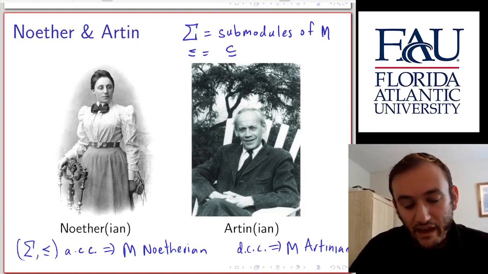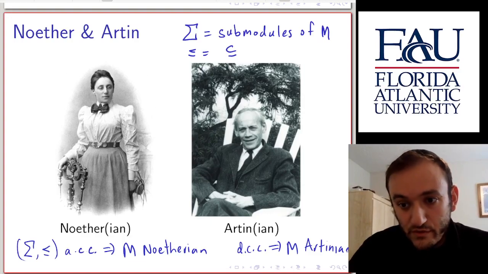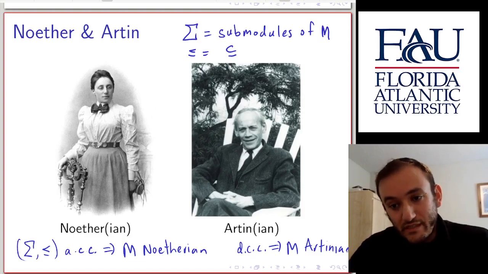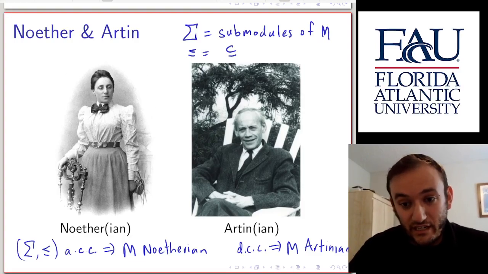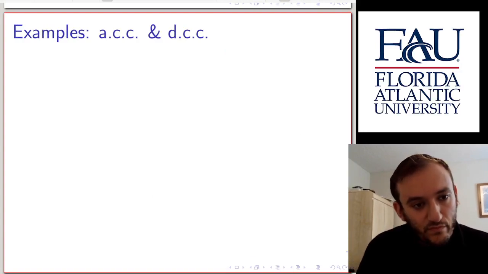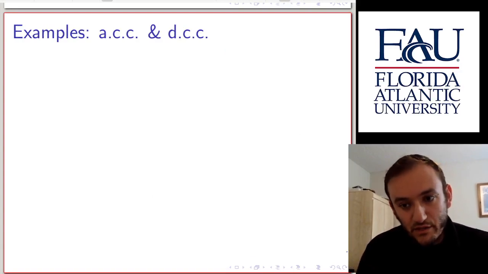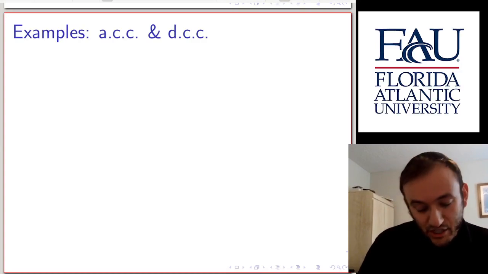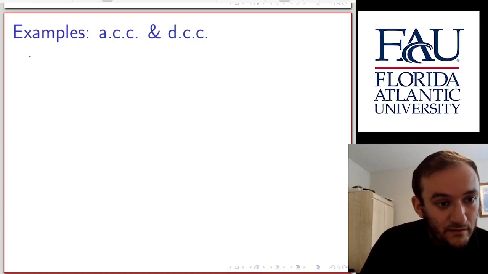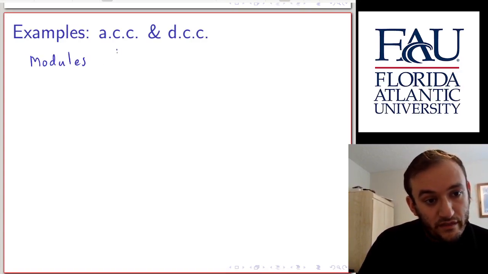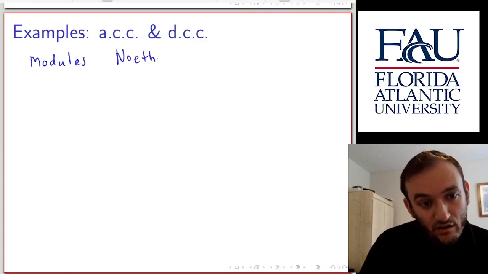So again, we have Noetherian modules whose submodules satisfy the ascending chain condition, and Artinian modules whose submodules satisfy the descending chain condition. Okay, so let's mention some modules which satisfy the ascending and descending chain conditions. So this would mean that the modules are Noetherian and Artinian.